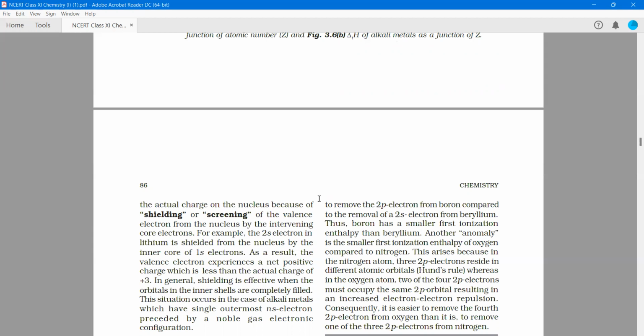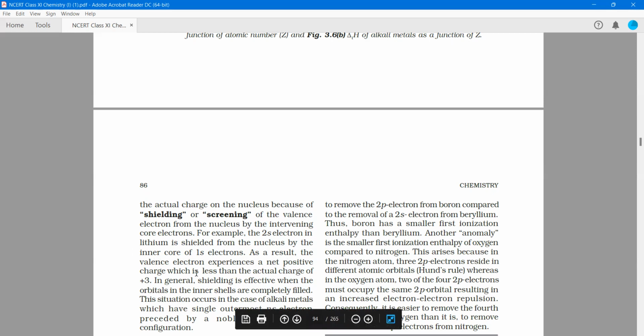So the charge that is faced by the outermost electron is not exactly the actual nuclear charge. It is the Z effective, or we can call it the effective nuclear charge. Because of the screening, it decreases. For example, the 2s electron in lithium is shielded from the nucleus by the inner core 1s electrons.